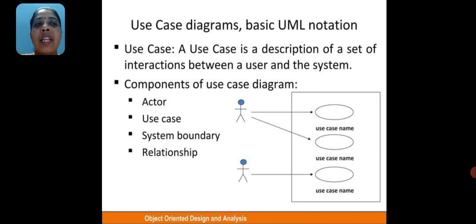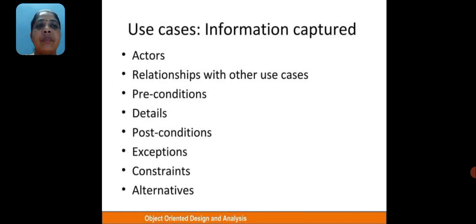In the use case diagram, we use basic UML notation, that is, Unified Modeling Language notation. It is a basic one and can be understood by all users. These are some of the components of the use case model: actor, use case, system boundary, and relationship. This shows an example of a UML use case diagram, showing how a person or user can interact with an environment.